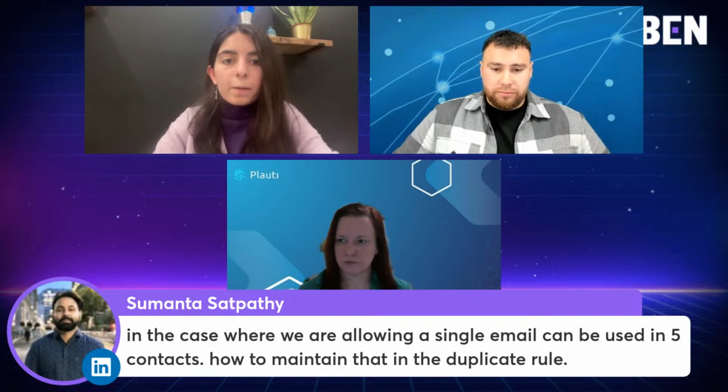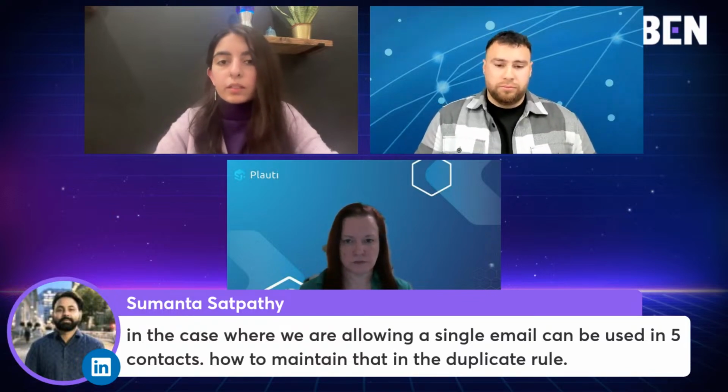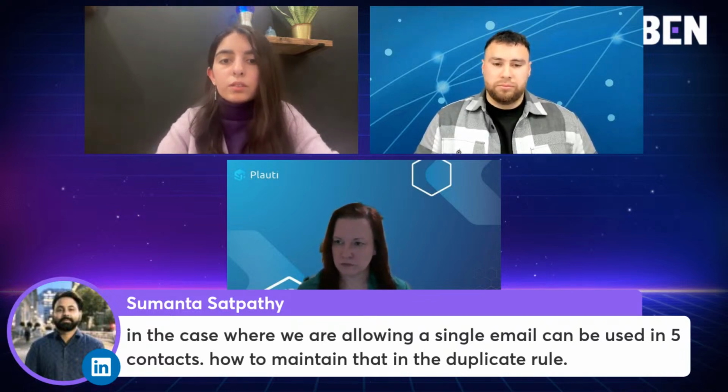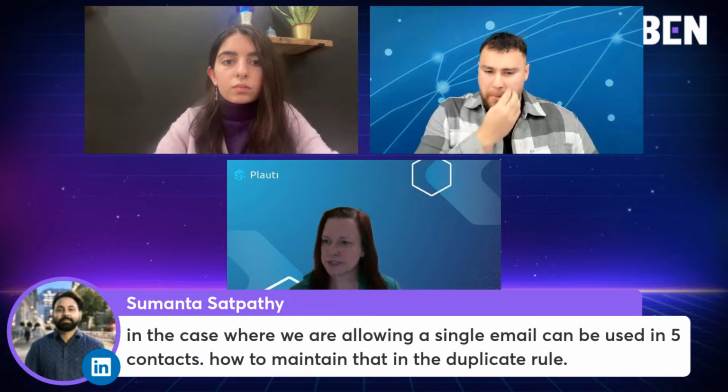Brilliant, thank you. Okay, so in the case where we're allowing a single email which can be used in 5 contexts, how would you maintain that with the duplicate rule? 5 contacts with the same email. If the email alone wouldn't identify that as a duplicate contact, you would want to elaborate on your scenario. You would want to add additional fields, something like first name and last name, perhaps company or phone number, something else that you can use as a comparison to identify the duplicate if the email alone is not enough.